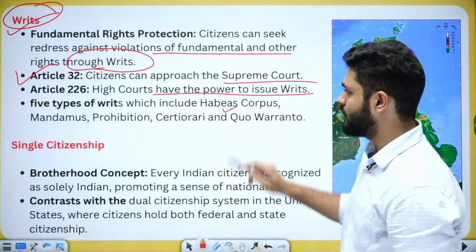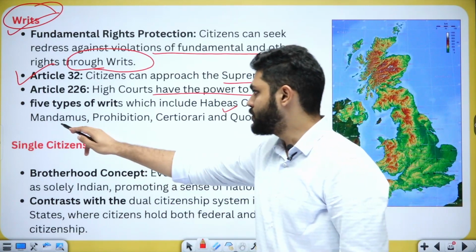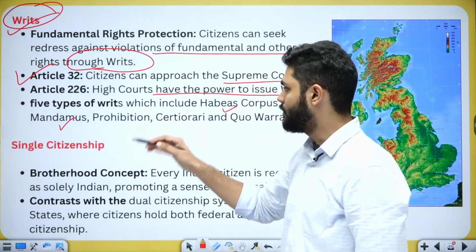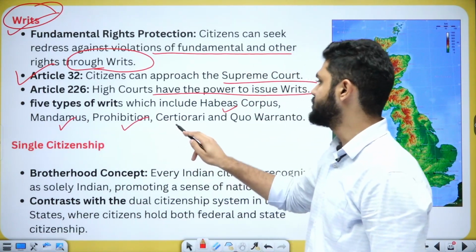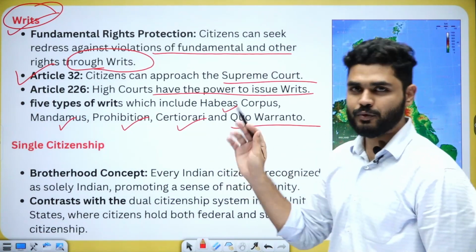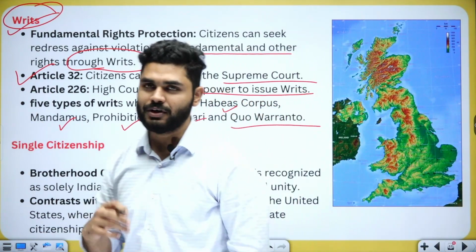Number 1 is habeas corpus, to have the body. Number 2 is largely about the command, mandamus, then prohibition, certiorari, and quo warranto. We all know the quo warranto, by what authority.